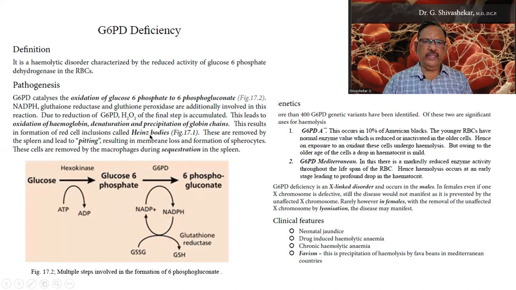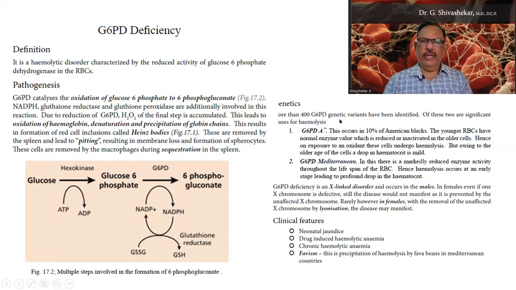There are other things such as the Heinz bodies that can be seen, and pitting. Whenever the substance is getting precipitated, the spleen tries to pinch off the substance, as a result of which there is a pitting that can be due to membrane loss. There can be spherocytes also in a case of G6PD deficiency.